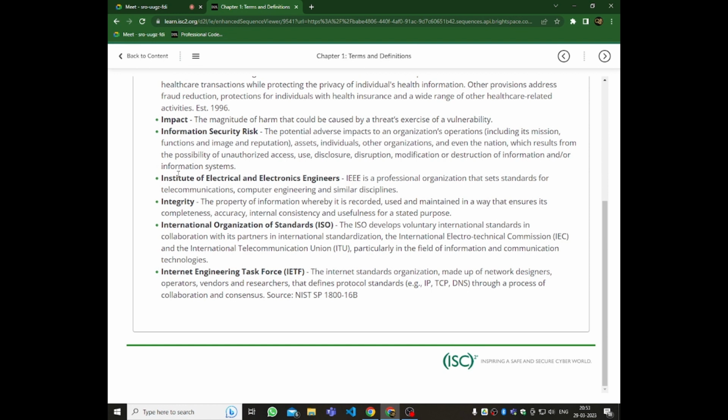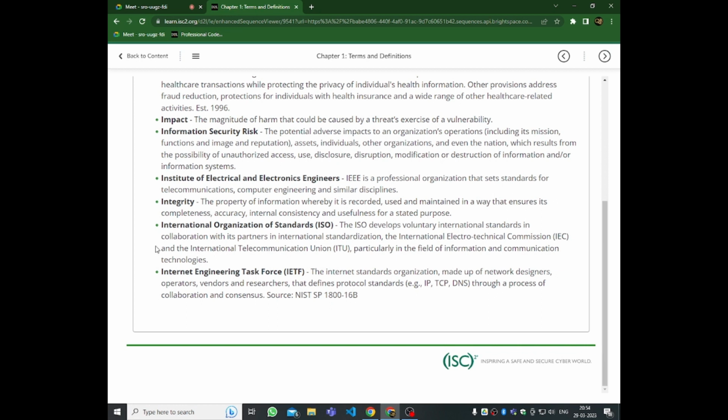And the next is IEEE, the Institute of Electrical and Electronics Engineers, a professional organization that sets the standards for telecommunications, computer engineering, and similar disciplines. And the next is integrity: the property of information whereby it is recorded, used, and maintained in a way that ensures its completeness, accuracy, internal consistency, and usefulness for a stated purpose.